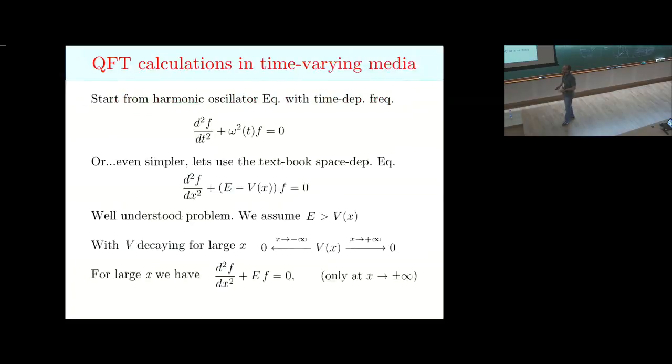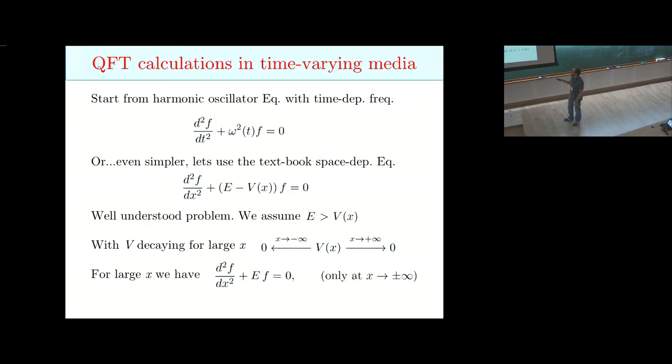Okay, so how does this work? Well, let's just start from the harmonic oscillator. It's the simplest possible system, okay? I always say that if you can understand harmonic oscillators, then you've understood essentially 99% of physics. So let's just take the harmonic oscillator equation, but now let's put in a time dependence in the frequency, okay? Or even simpler, what I want to do is go over very briefly what happens in the space-dependent case and then show you how things change when you go into the time-dependent case.